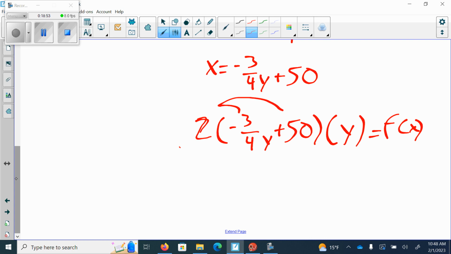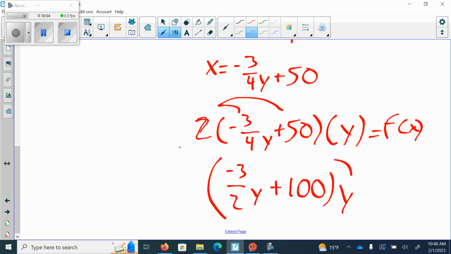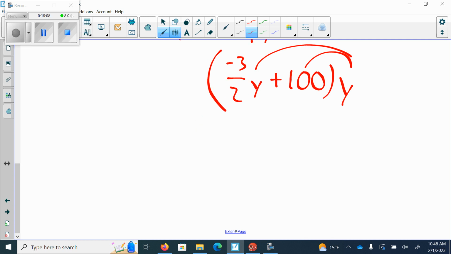Wow. Thank you, I appreciate that. Wait, hold on. And then we plug this y in. Is he gonna do it? I think he's gonna do it. We get f of y equals -3 over 2 y squared plus 100 y.